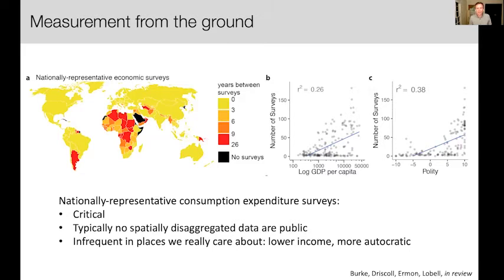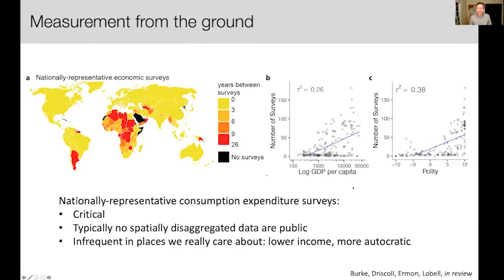Unfortunately, in many parts of the world, these measurements are infrequent. Here I am showing you a map of the frequency of nationally representative economic surveys. These are consumption expenditure surveys conducted around the world. So the darker reds and the blacks are places that conduct surveys infrequently. And you can see in many parts of sub-Saharan Africa, surveys, if lucky, happen once a decade and sometimes more infrequently. So that's a problem if we care about measuring these outcomes and tracking them over time.